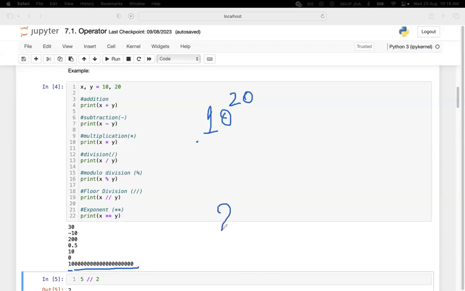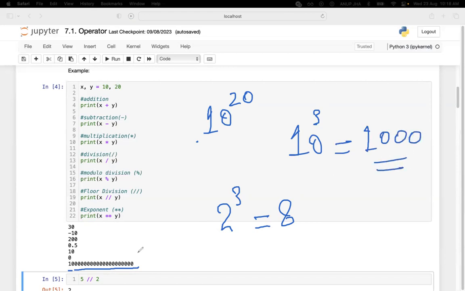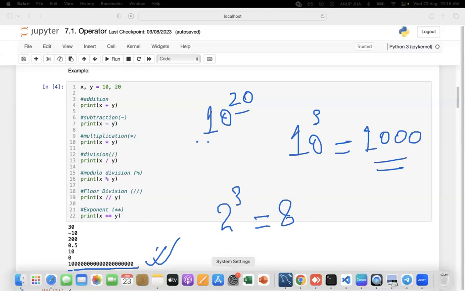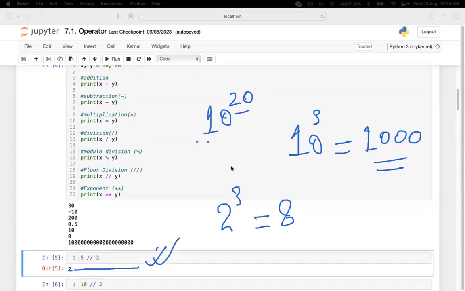It is the same as, what am I getting if I put 10 power, let's say, 3? 1, and after that I am putting 3 zeros. Same as when I am putting 10 power 20: after 1, I am putting 20 zeros. So I am getting this one. So this is how the arithmetic operator works.